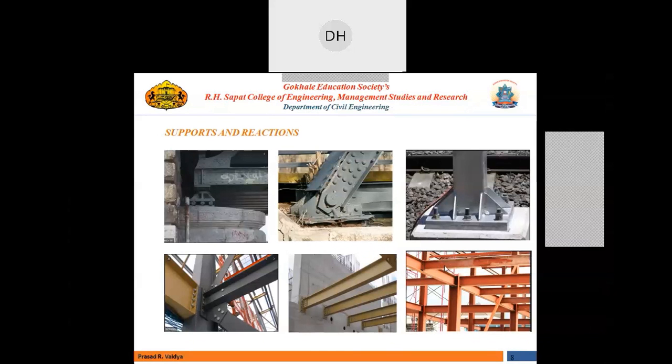Here you can see the flange, meaning the beam is directly welded to the web of another beam. So this is a welded type connection. Here also you will get the fixity, partial fixity, but not 100% fixity.